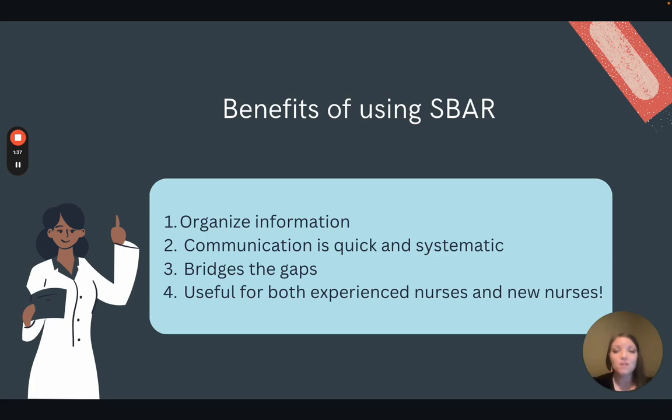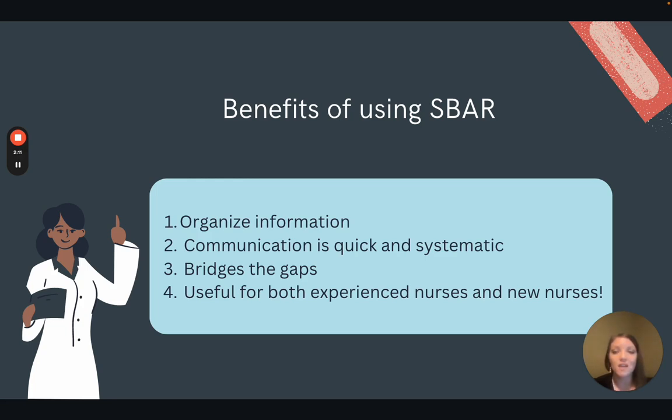So you may be thinking, why is it so important that I know how to use SBAR? Can't I just talk about the client? Here are some reasons why using SBAR is highly encouraged when communicating about a client. Number one, using the SBAR framework is an easy way to organize the crucial information and eliminate the unnecessary details. Number two, in an emergency situation, it makes communication quick, systematic, and to the point. It makes it easier for the healthcare team to act quickly and resolve the situation.